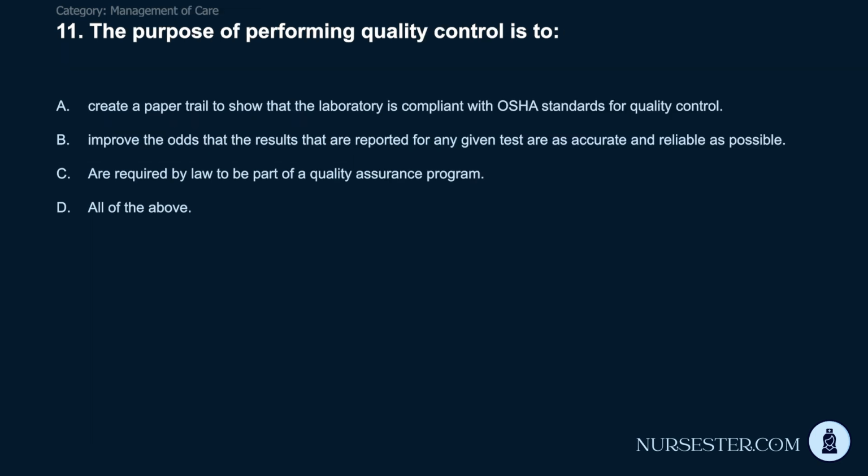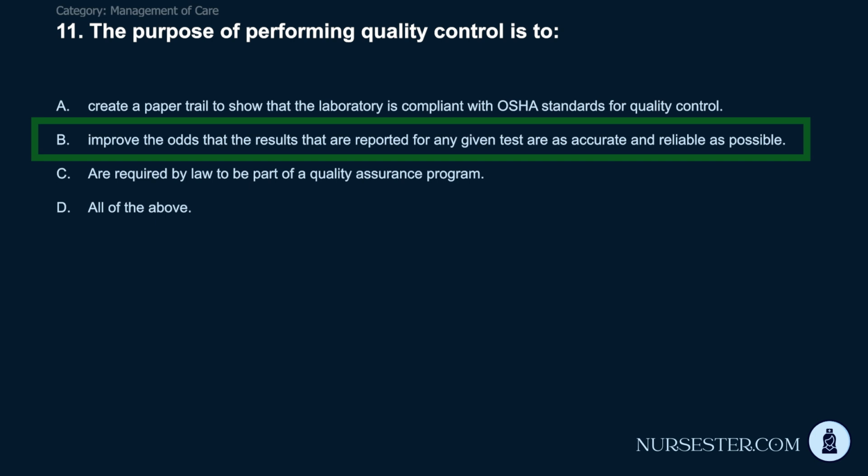11. The purpose of performing quality control is to A. Create a paper trail to show that the laboratory is compliant with OSHA standards for quality control. B. Improve the odds that the results that are reported for any given test are as accurate and reliable as possible. C. Are required by law to be part of a quality assurance program. D. All of the above.